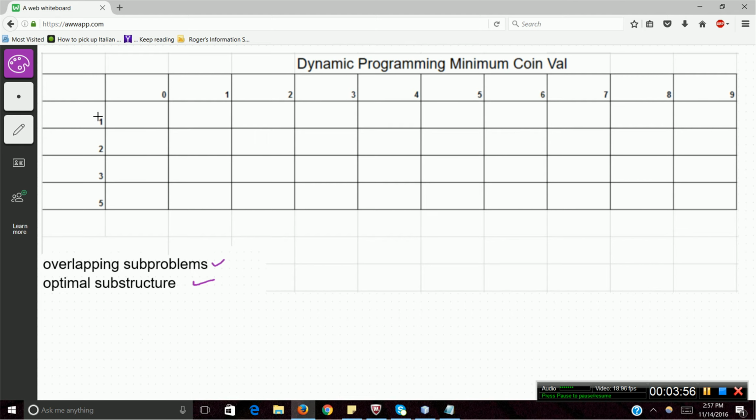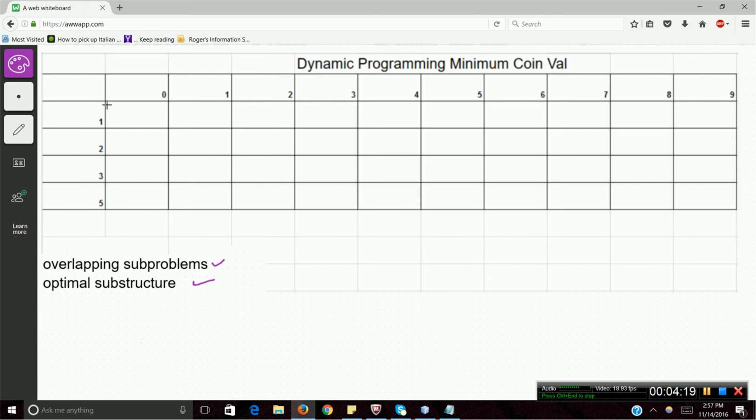And then each row is a factor of the coins we can use. In the first row we can only use the 1-cent coins, and in the second row we can use the 2- and the 1-cent coins. As you move down the table, in this row you can use the 3-, the 2-, and the 1-cent coins, and then finally in the bottom row you can use all the coins available.